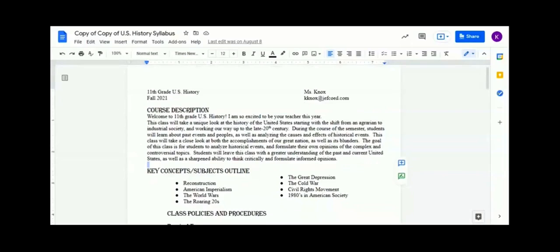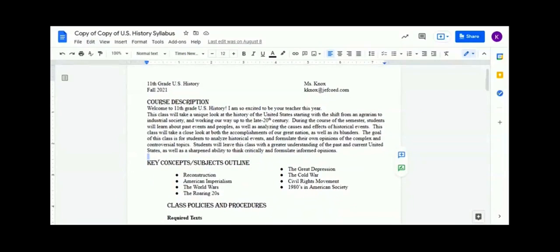Here is a copy of my U.S. History for 11th grade syllabus. This syllabus says fall 2021 because that is currently the semester we are in, but in the spring that will be updated to reflect the current term. So our course description says, welcome to 11th grade history. I'm so excited to be your teacher this year.